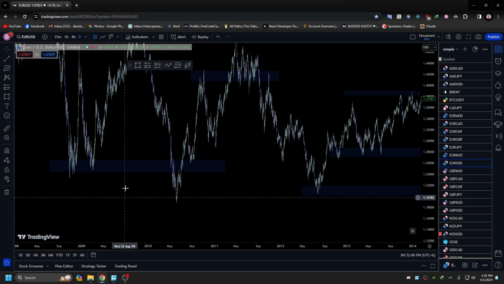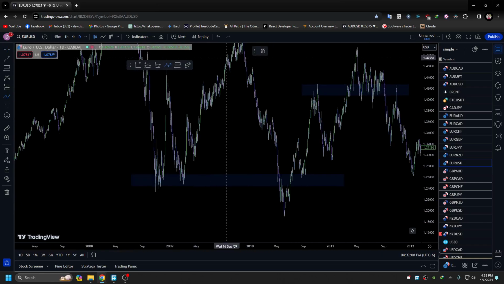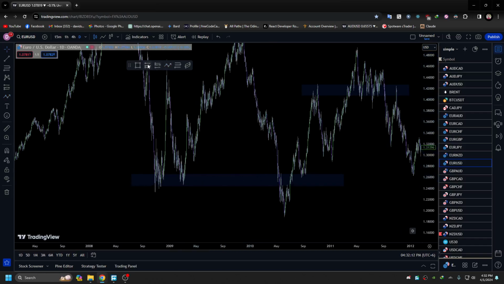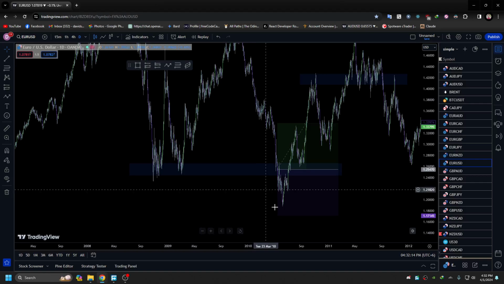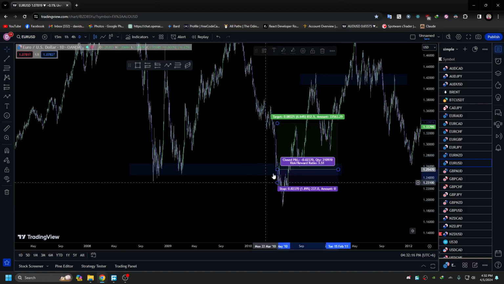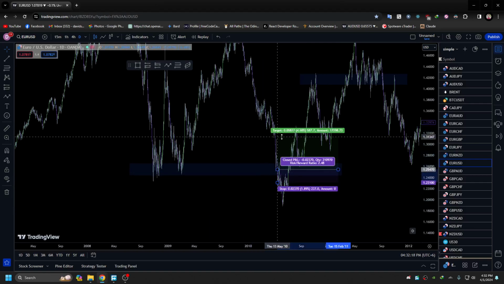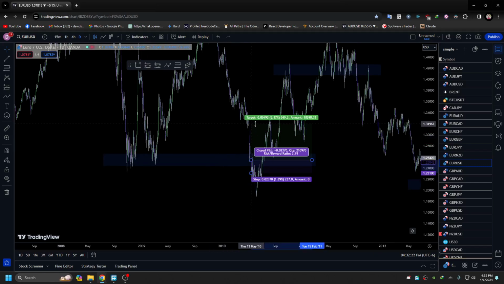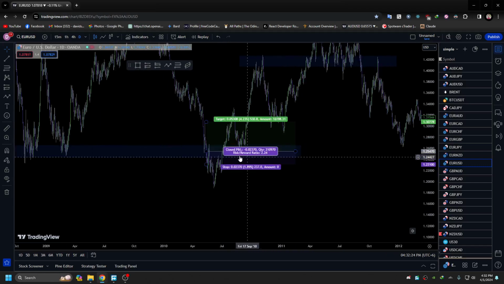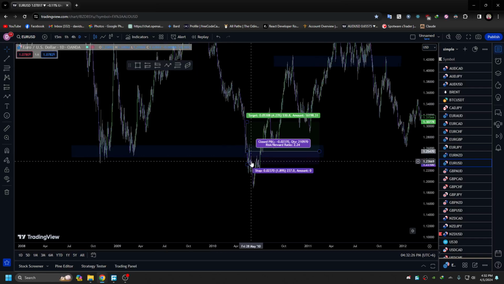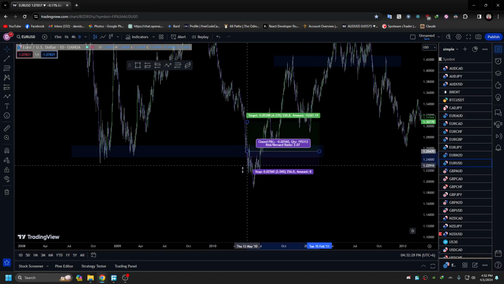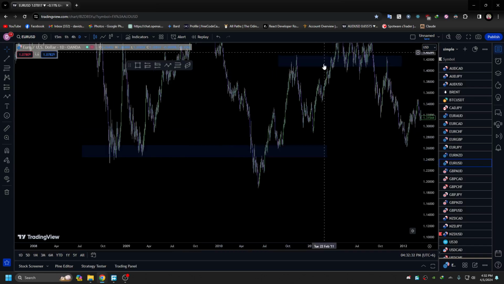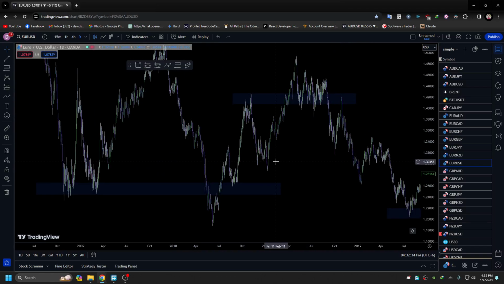Price comes here, right? And what do you do? You just buy here, right? That was the idea. Put your stop loss here and take profit, let's say you do 1 to 2, right? And you immediately just get stopped out here. So that's what I'm trying to say: support and resistance doesn't work.